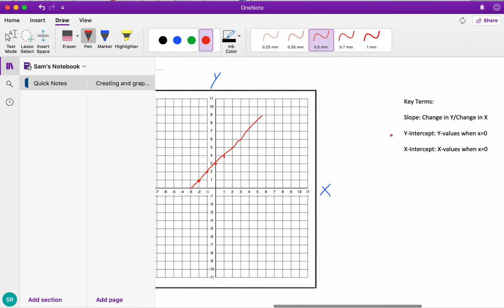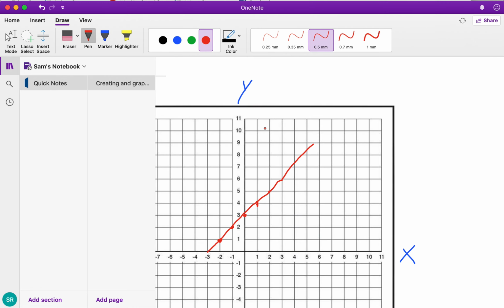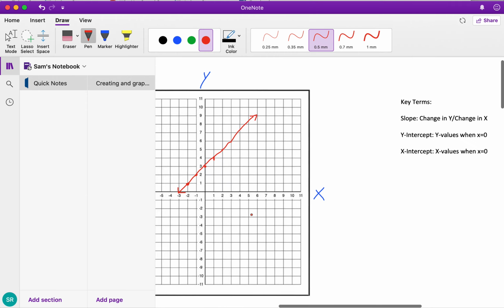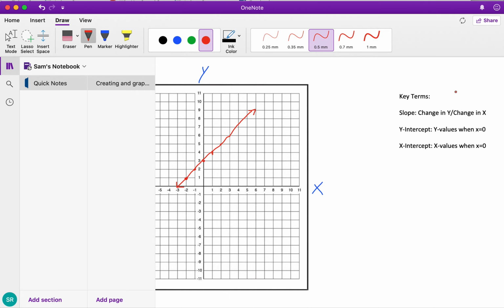So now let's take a look at a few key terms. And this line is going to go on infinitely, right? So whatever x value you put in, you're going to get +2 y value. That line is going to go on forever. So let's look at a few key terms that we have over here. So first off, let's look at our y-intercept.